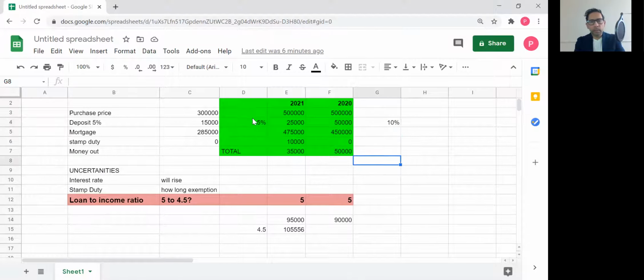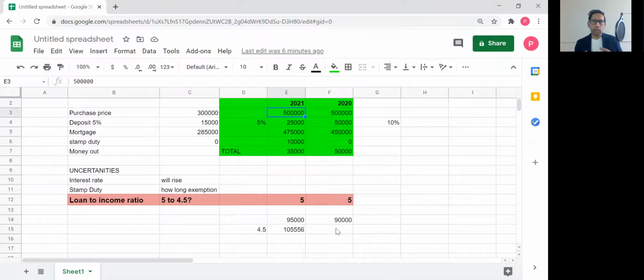If the 5% deposit is introduced, then you're only putting 5% on 500,000, so your mortgage will be more. £475,000 will be your mortgage. To cover that mortgage, if you divide that by 5, that gives you £95,000. Which means you would need an annual gross salary or income of £95,000 to afford the same property with less deposit.